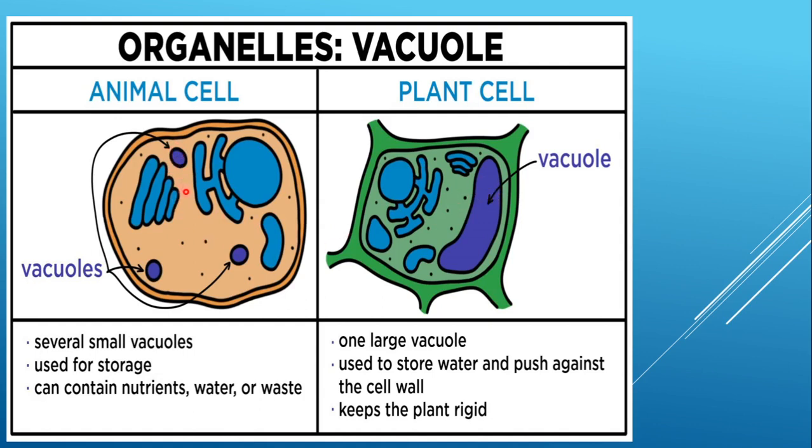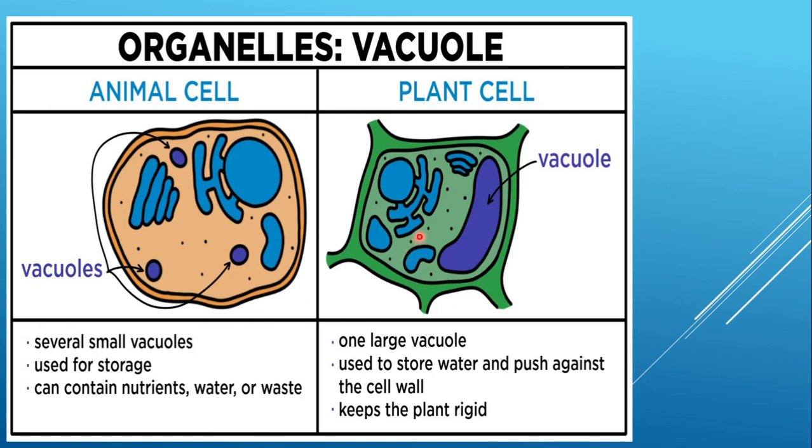Then what is the function here? Mainly storage. It contains nutrients, water or waste matter. In plant cells, they store water with minerals, which helps in pushing against the cell wall and thereby maintains the shape of the cell and keeps plant cells rigid, turgid. It will keep them inflated to maintain the shape of the cell. Vacuoles are helpful in this way.